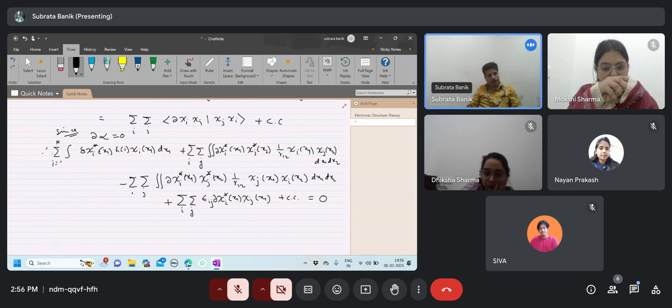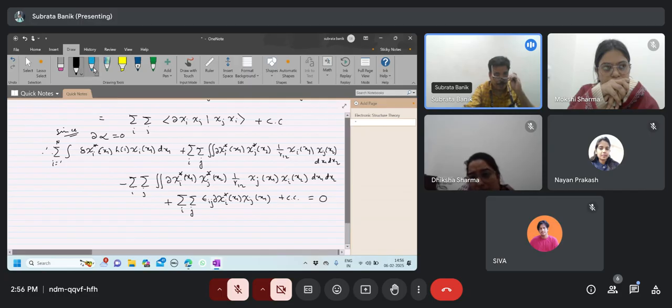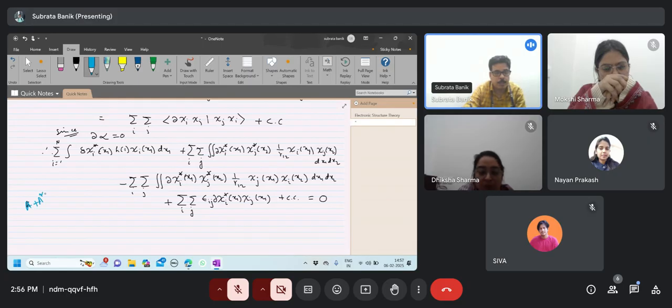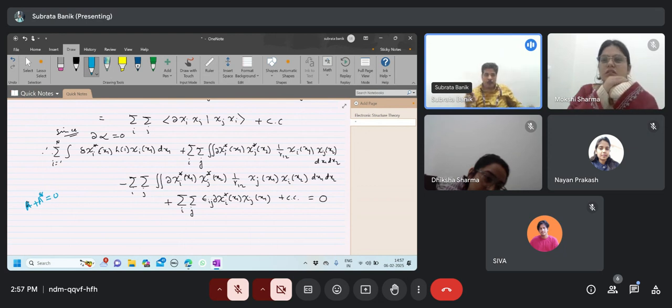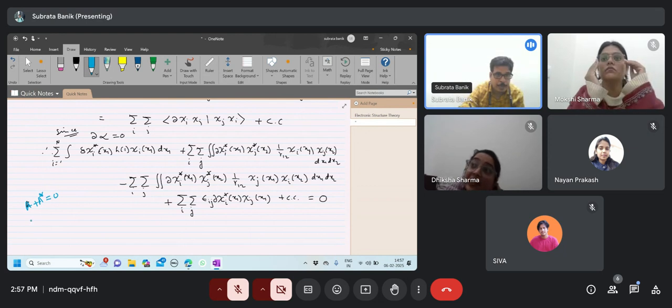If I have two numbers which are conjugate to each other and their sum equals 0, what is the condition? What I am asking you, basically it's saying this: I have a plus a star equal to 0. So what is the condition for this? What condition will satisfy this? You see, when I have two numbers, forget about the complex number, two real numbers, let's say a plus b equal to 0. What does it mean?